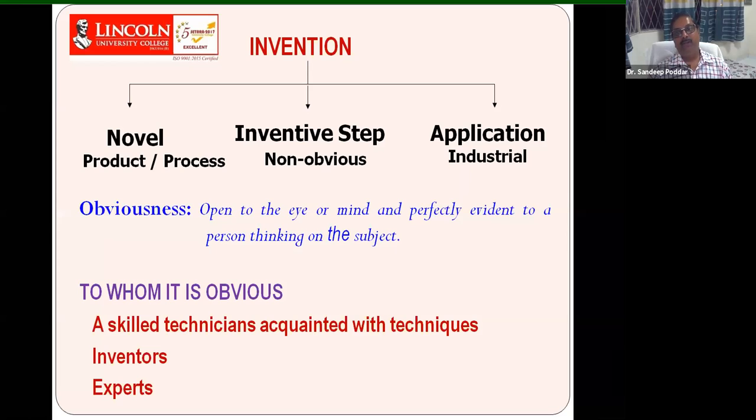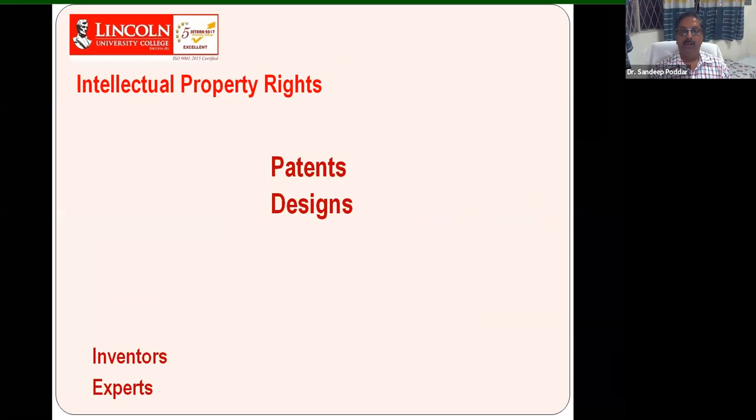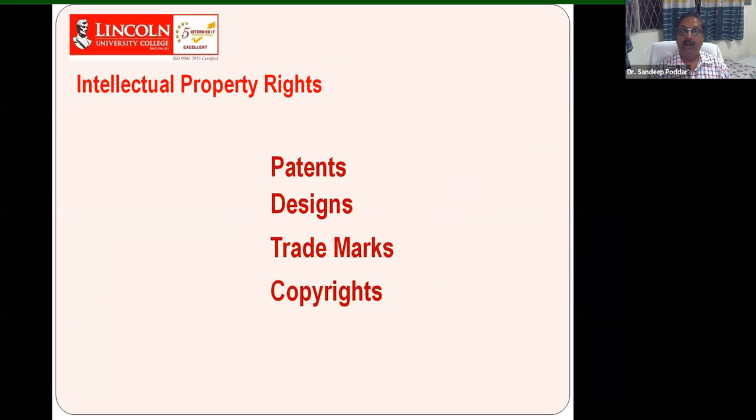So invention has three steps: novel, inventive step, and application. These three major things. And who are benefited? The skilled technicians, inventors, and the experts. These are the beneficiaries. So now we are coming to IP rights. If I do something, I can make it a patent. If I design something, that design can be patented. If I want to draw a trademark for a business, that can be protected.